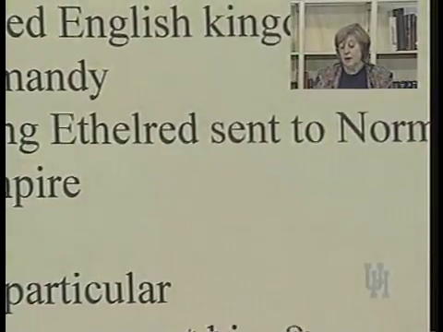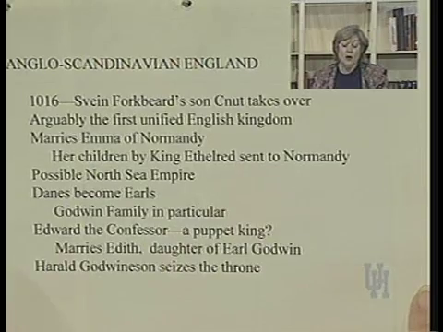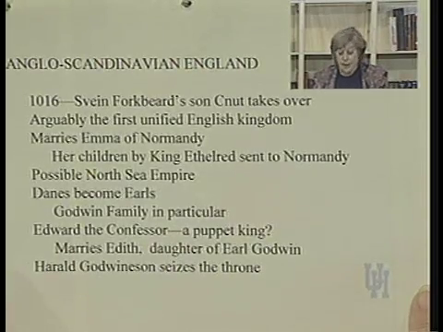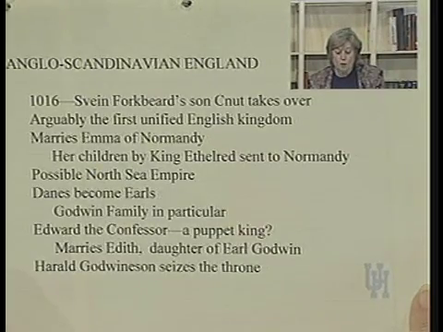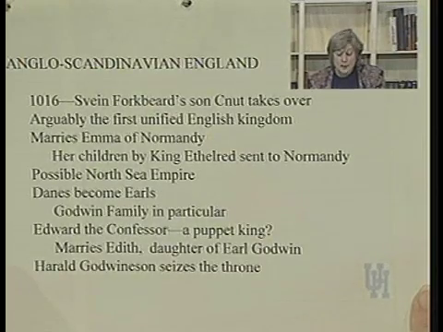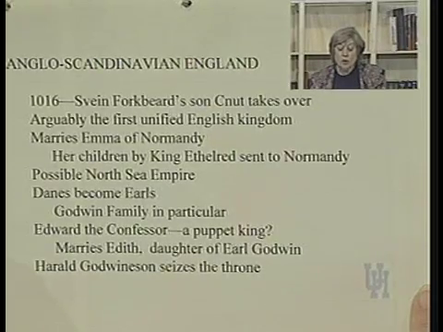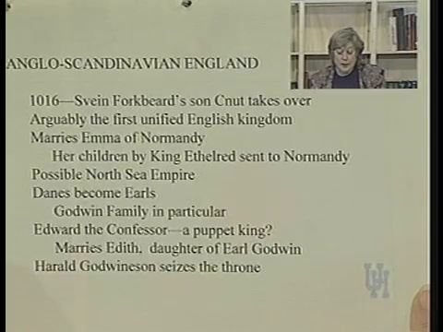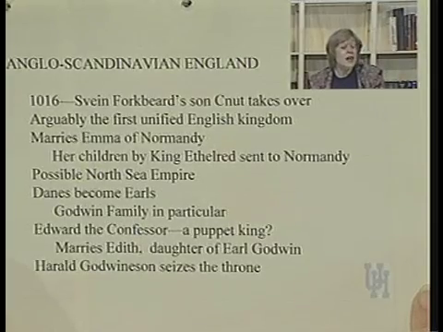It's an Anglo-Scandinavian country in England, and long after Alfred was dead, it was conquered a second time by Svein Forkbeard, and Svein promptly died, and then his son Canute took over in 1016. Canute ruled arguably the first unified English kingdom, and he married Emma of Normandy, who had previously been married to King Ethelred, and her children by King Ethelred were sent to Normandy. And Canute ruled Norway, part of Sweden, Denmark, and England, the center of a Norse Sea empire.